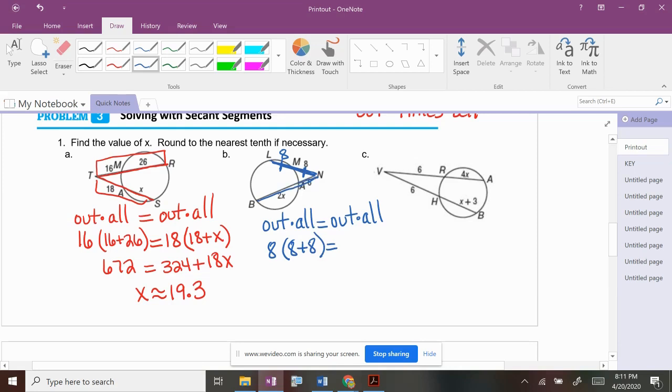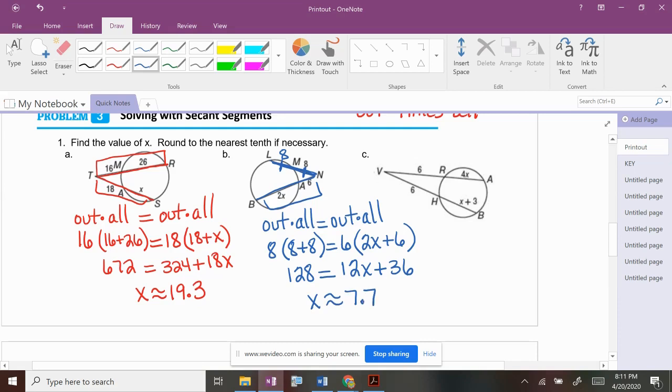The second secant is 6, is my out. All of it, make sure you add those two parts together. 2x plus 6. Distribute and figure out that, okay, I get 128 over here. Distribute, I get 12x plus 36. Subtract 36, divide by 12, I get approximately 7.7.